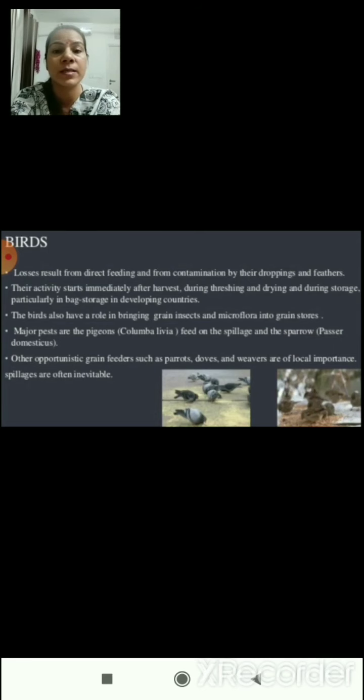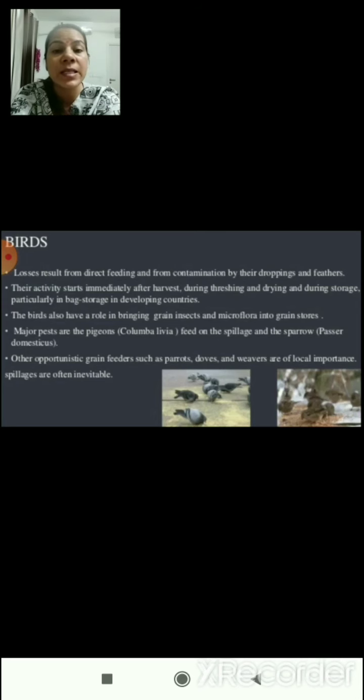Now let us discuss a very common biotic factor which causes loss to the grains. You all must have seen these birds in your surroundings. Losses result from direct feeding and from contamination by their droppings and feathers.